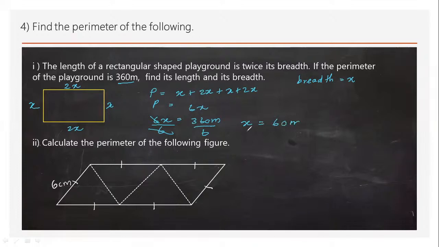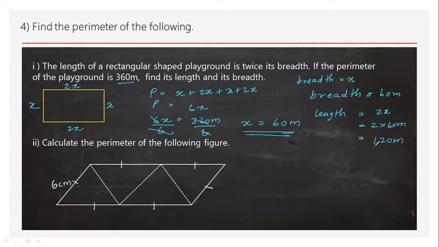60 meter. 60 meter means breadth is 60 meter. Length is 2x, then 2 into 60 meter, that is 120 meter. Length is 120 meter, breadth is 60 meter.